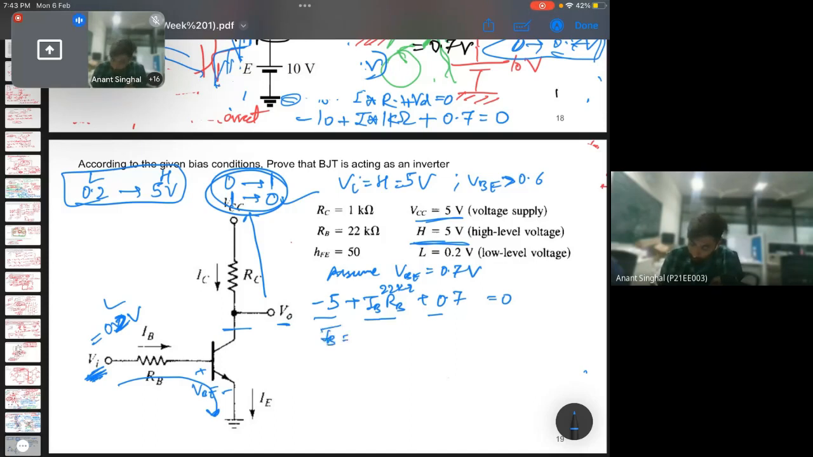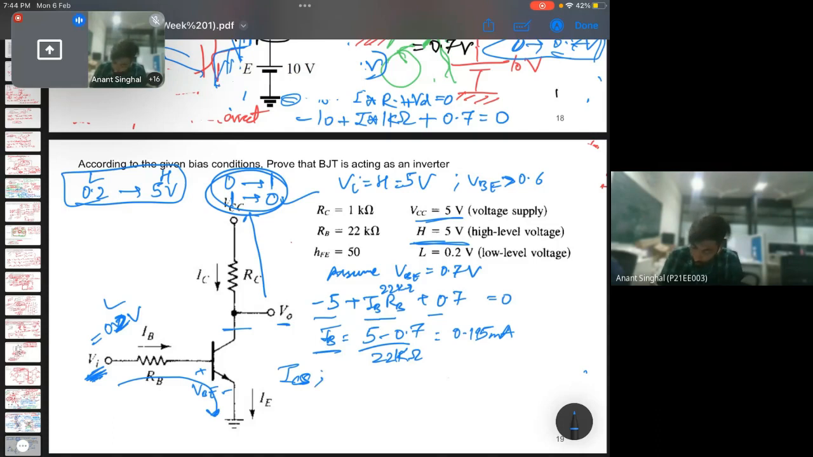So I can write something like 5 minus 0.7 upon 22 kilo ohm. Is it fine? Please confirm. So on solving, we will get something like 0.195 milliampere. Now we get the IB, so now we'll check the maximum current which can flow through this collector.